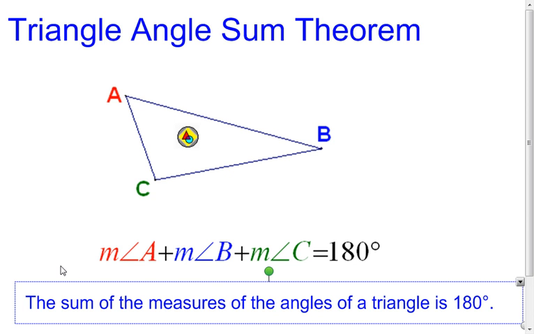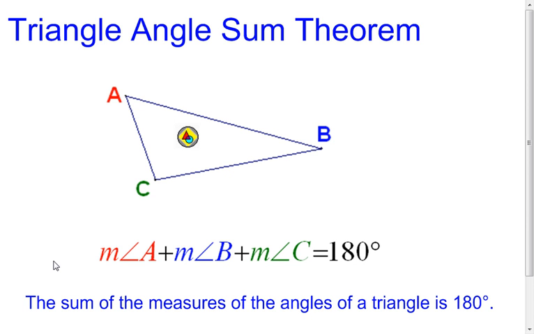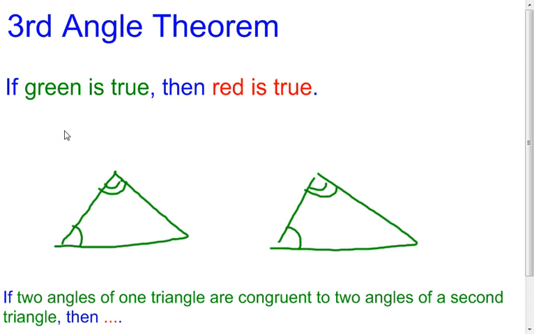If you want to look at it in terms of words, that's pretty much what I just said. I like the equation because we can always use this to help us solve problems dealing with angles in a triangle. Now this next one, the third angle theorem, is sometimes referred to as a corollary of the last theorem. I'm kind of a picture person and color person, so I've reworded the theorem to say if the green is true, then the red is true.